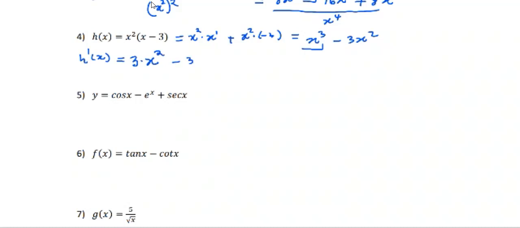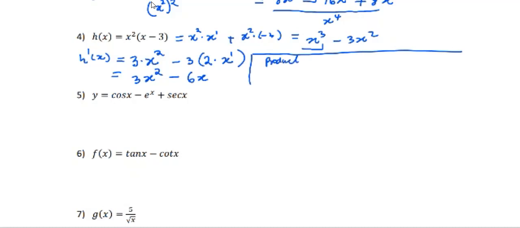Minus 3 times, you bring down the 2, so it's 2 times x here, and then you subtract a 1 from 2, you get a 1. So the derivative of this is equal to 3x squared minus 6x.